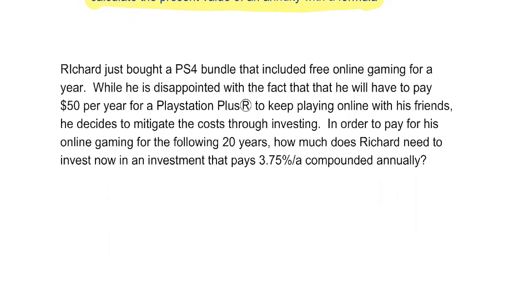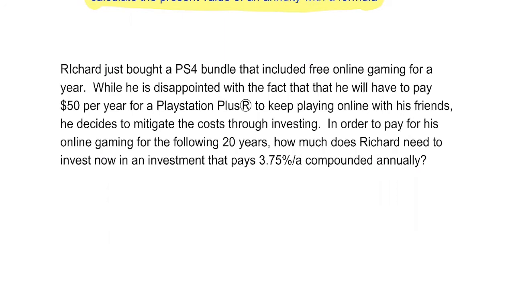So he wants to be able to play his PS4 for the next 20 years. In order to pay for his online gaming for the next 20 years, he wants to invest something now so that he can get a regular payment from that investment. So the idea here is that if he plays 20 years and just pays $50 every single time out of his pocket, he's going to pay $1,000, 20 times 50.